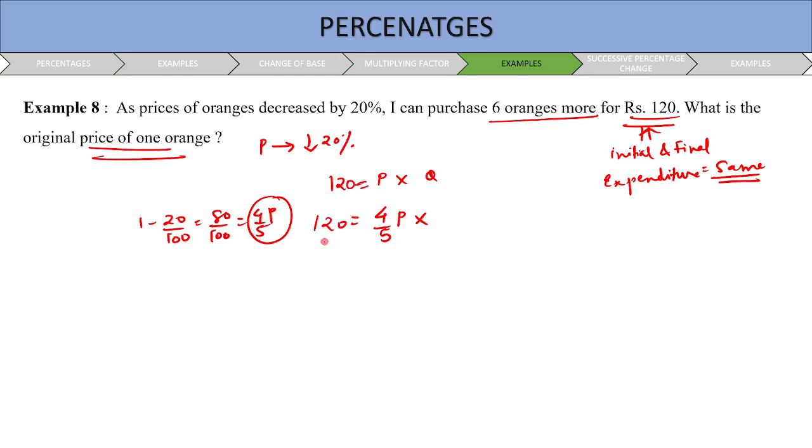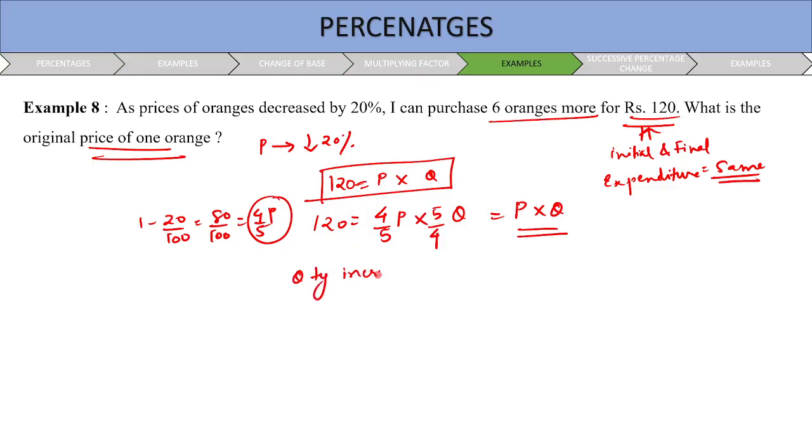Okay. Now to get this answer 120, which is P into Q, you have to multiply Q with some value so that you will get the same answer. I repeat, you have to multiply Q with a particular value so that you will get the same answer, that is P into Q. So you will multiply it with 5 by 4. So your quantity increased by how much? It increased by 5 minus 4 by 4, which is 1 by 4. Correct?